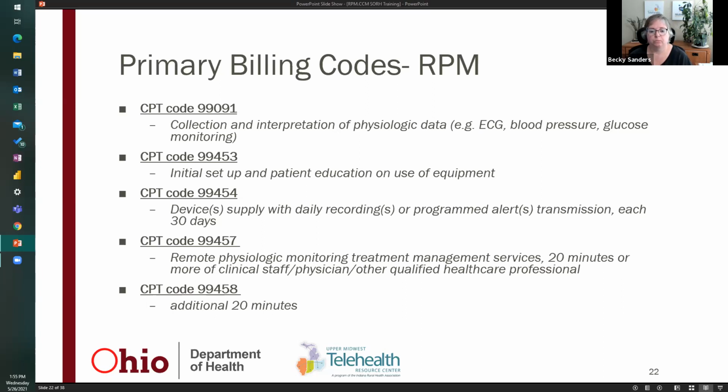Okay. Can you comment on any research that RPM adds strain to nurses' workloads?